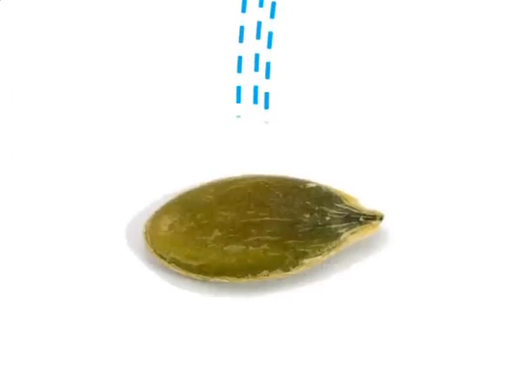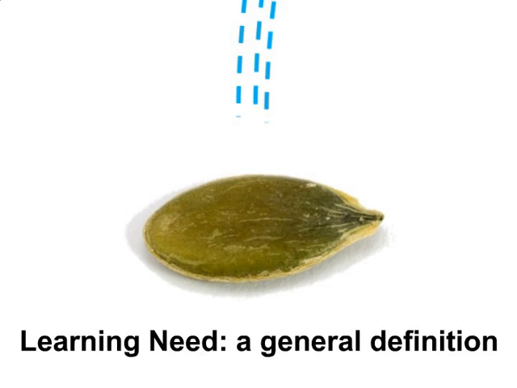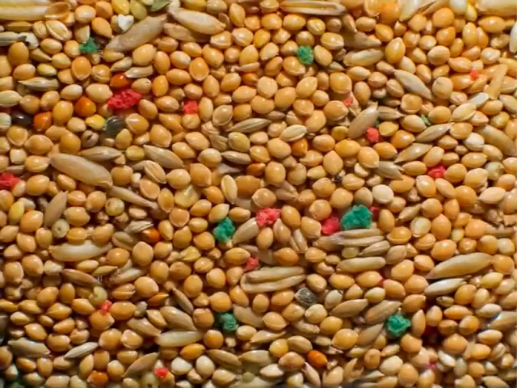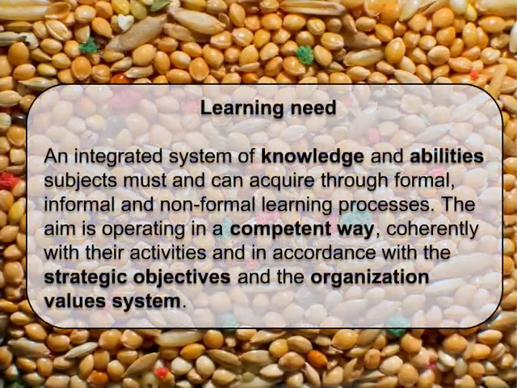In order to provide an effective and complete definition of the learning need concept, let's start from the general definition and try to reach a more specific and operational explanation. Considering organizations as the reference frame, the learning need can be defined as an integrated system of knowledge and abilities subjects must and can acquire through formal, informal and non-formal learning processes. The aim is operating in a competent way, coherently with their activities and in accordance with the strategic objectives and the organization value system.